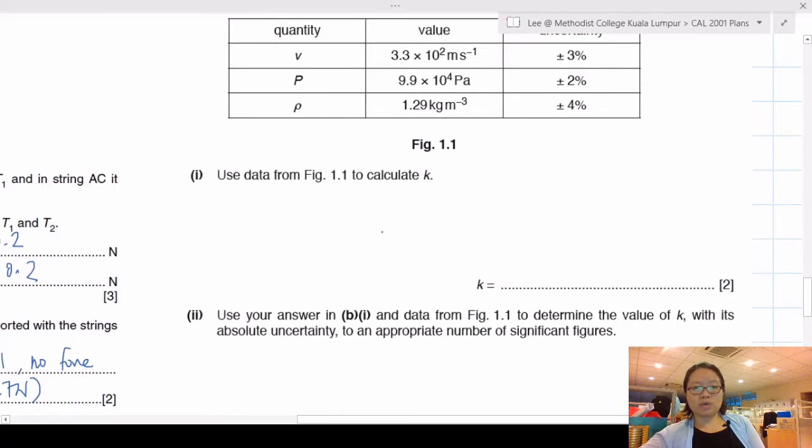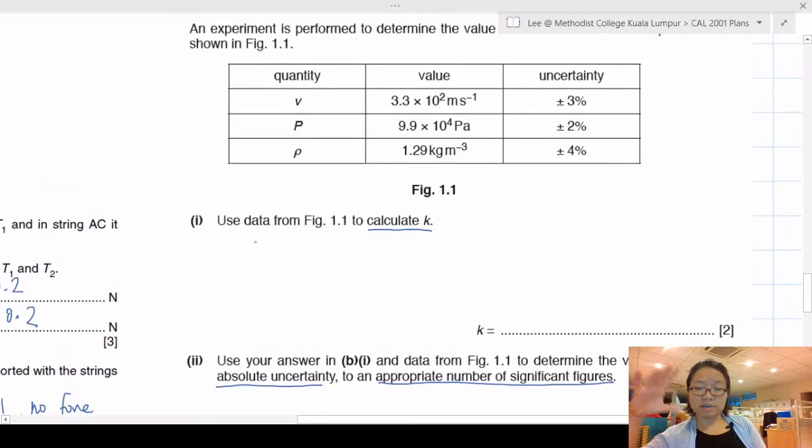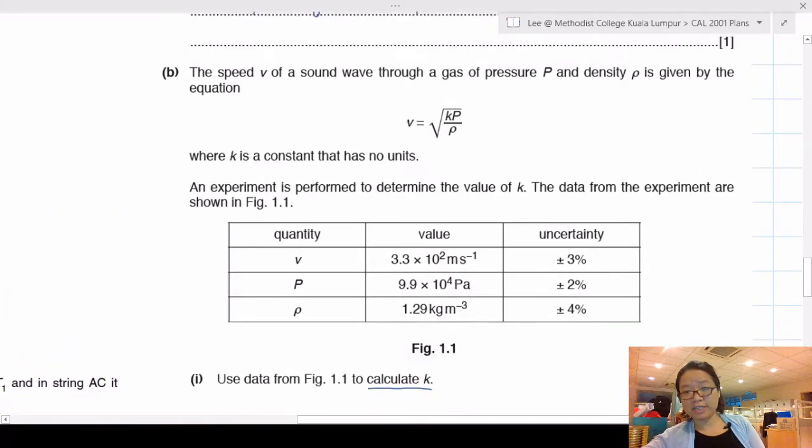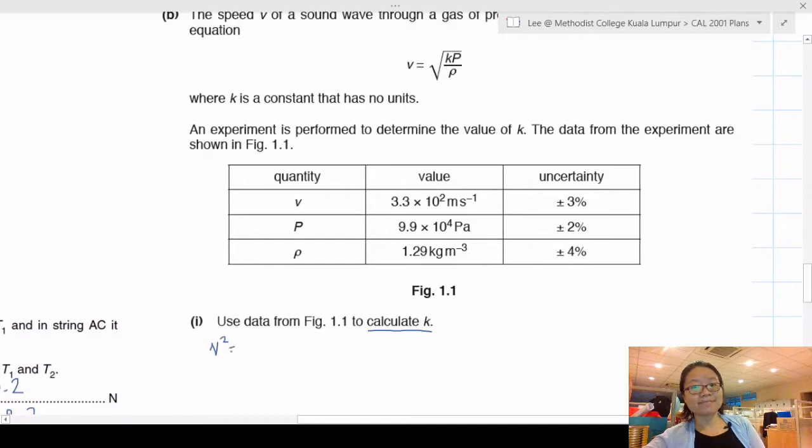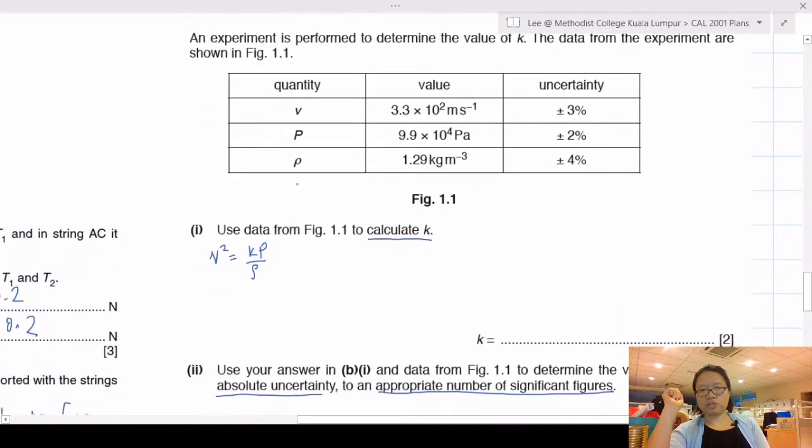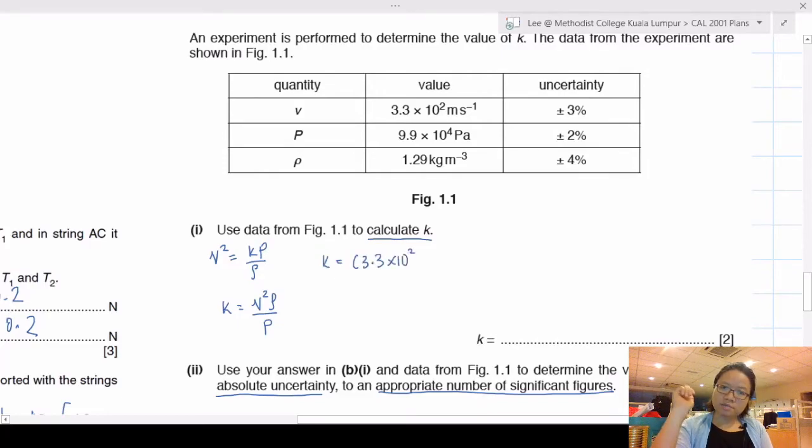So now you're asked to calculate K and you're given an equation. And take note in this table, instead of giving you the absolute uncertainty, you're given the percentage uncertainty. Once you're given the percentage uncertainty, it's a very easy question. Okay, anyway, just based on this one, I'm going to rearrange the equation a bit. So I'll square both sides. So V squared is Kp over rho, and K is V squared rho over P. And they're substituting the values right now, making sure everyone there is SI.